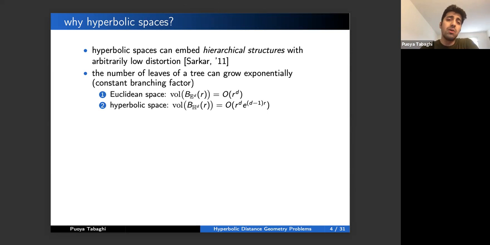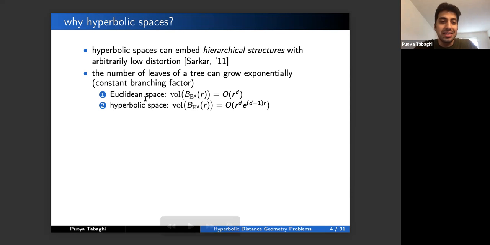And one simple way of thinking about it is that you can think about a tree that is growing, whose depth is growing. So the number of leaves, if you have a constant branching factor, would grow exponentially. And if we want to embed this tree in Euclidean space, we better be able to have enough space to embed this tree.